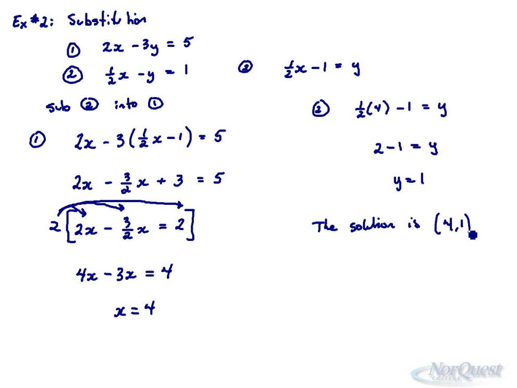Now with elimination, this is another method. With elimination, what you're going to do is basically try to eliminate a variable. And just like you can add or subtract to an equation, you can take entire equations and add entire equations, or you can subtract entire equations from entire equations. Again, as long as you do the same thing to both sides, you are not breaking any rules.